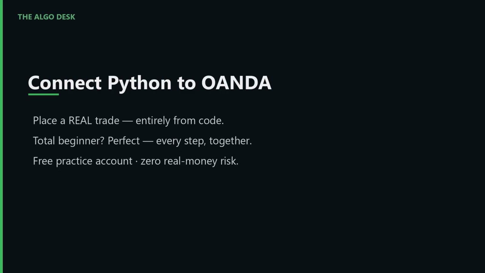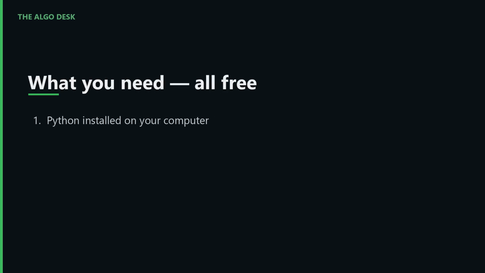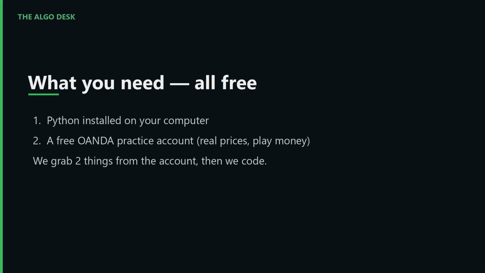Let's go. Here's everything you need, and all of it is free. 1. Python installed on your computer. 2. A free OANDA practice account. That's a demo account that uses real live market prices but trades with play money, so you genuinely cannot lose a cent. That's the whole shopping list. We'll set up the account first, copy 2 small things out of it, and then we write the code.